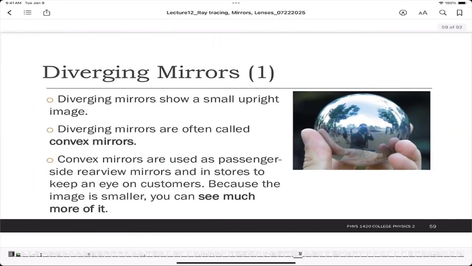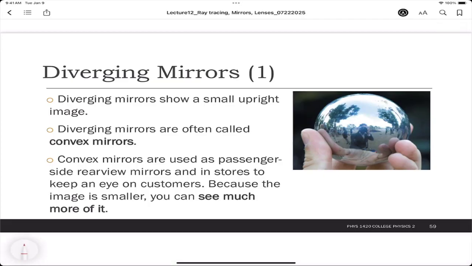Okay, let's continue. We have already talked about the convergent mirrors. Let's continue to talk about divergent mirrors in detail. The divergent mirrors show a small upright image. You can see this is a typical diverging mirror. It shows a small upright image. Divergent mirrors are often called convex mirrors.